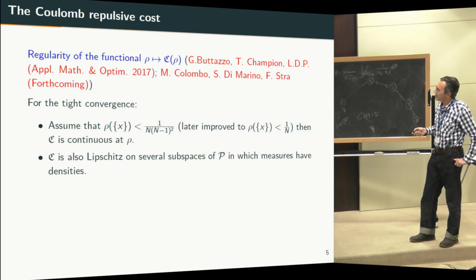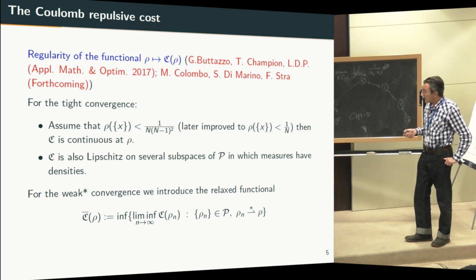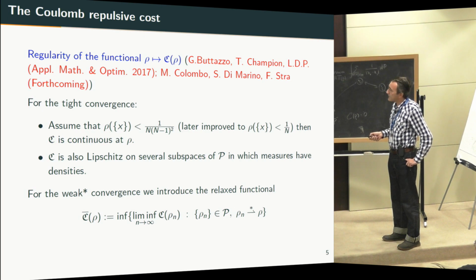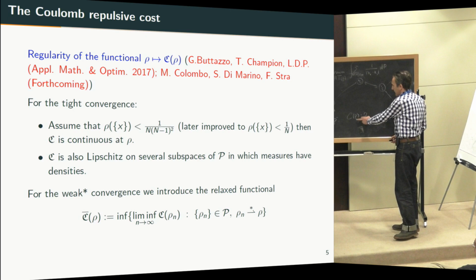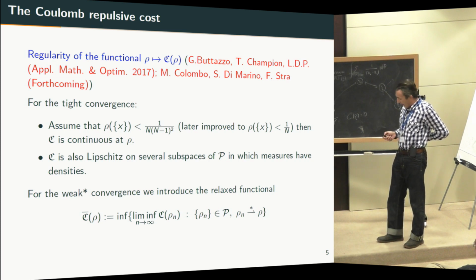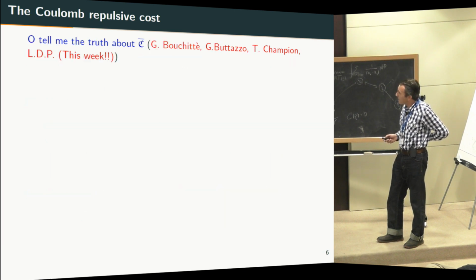Okay, it's very regular. For the weak star convergence, we need to consider the relaxed functional, which is abstractly defined in this way. I take the inf of all the lim-inf of C of rho n, for rho n approximating rho, so that here I should get 0. On this measure I will get 0. This is the abstract version of the relaxed functional, but I need an expression for C of rho.